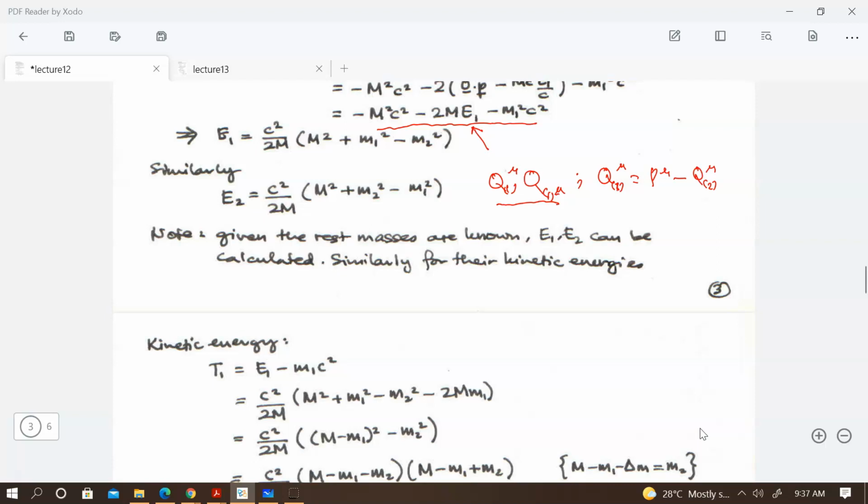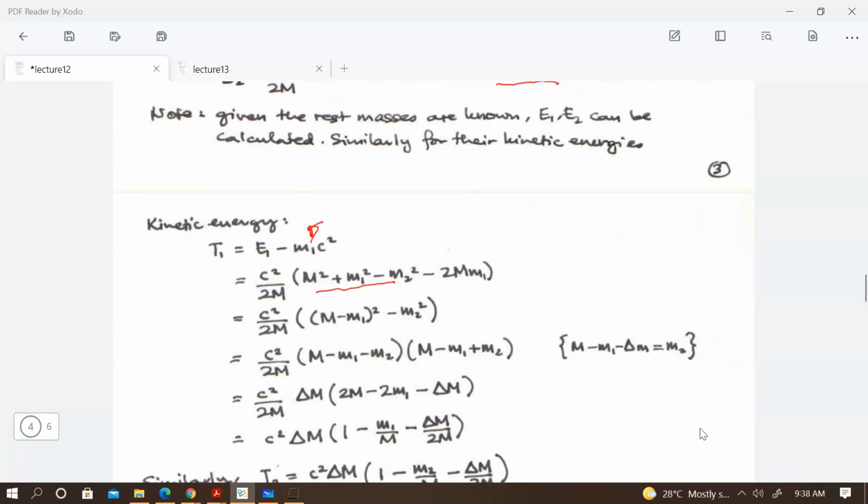So this is M squared plus M1 squared minus M2 squared. Sorry, I get confused with this capital M. So this is essentially coming from this term, but I'm taking out this common factor of C squared on 2M, so I have the 2M multiplied by m1 here. So that's the reason why. Now I can rearrange this as follows. I can rewrite this as capital M minus m1 squared, because I combine this and that. So it gives you M minus m1 squared minus m2 squared.